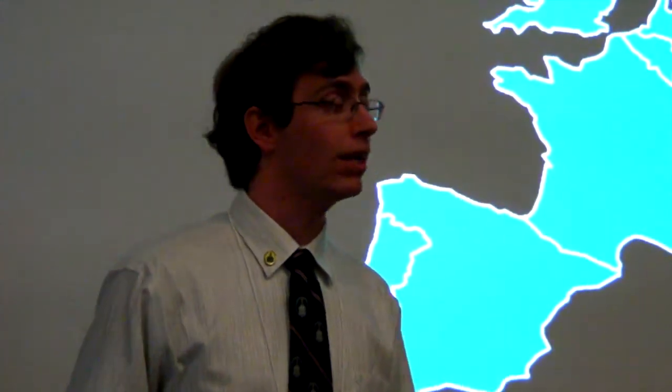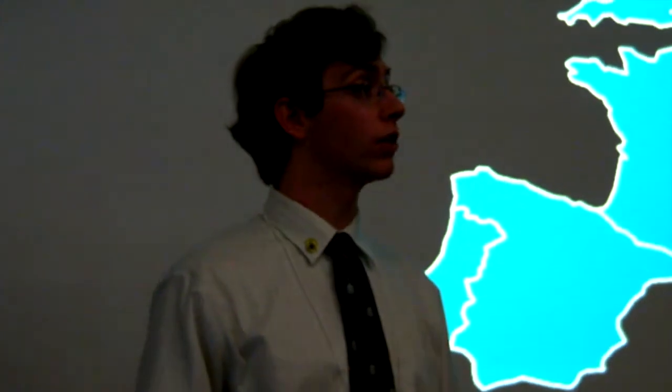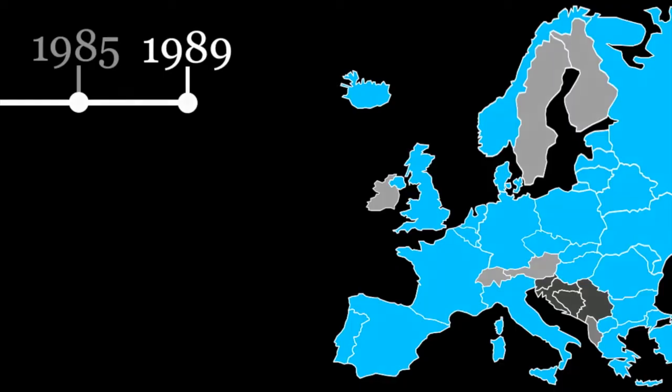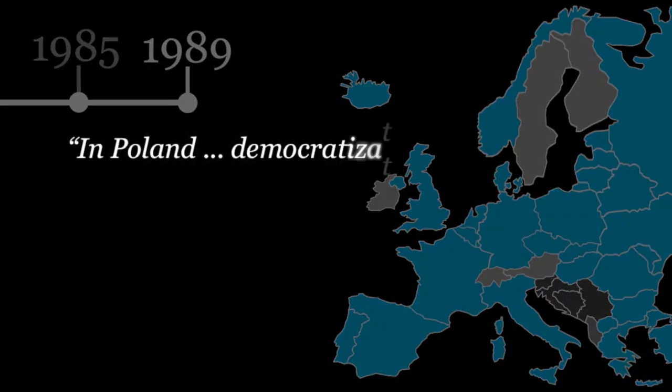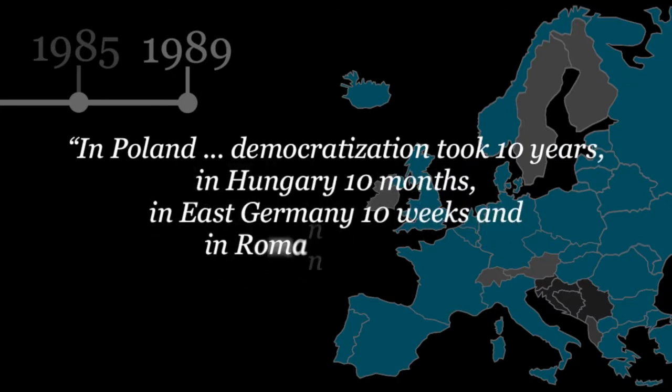Well, it's part of a process that political scientists call the democratic demonstration effect. What this is, is that if one country successfully transitions from an authoritarian to a democratic regime, then it's easier for subsequent countries to do the same thing. A great phrase that went around at the time that wasn't too far from the truth was the following. In Poland, democratization took 10 years. In Hungary, 10 months. East Germany, 10 weeks. In Romania, 10 hours. And this is not too far from the truth.